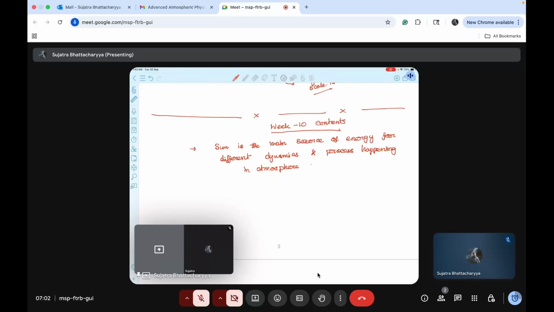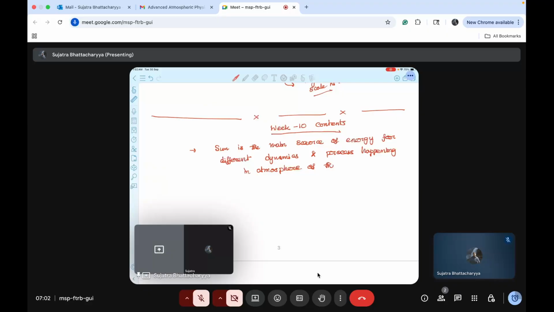That we will discuss today. So not only that, it plays an important role in the lower part of the atmosphere where weather and climate disturbances take place, but it also has an important role in the upper atmosphere as well, which we are discussing right now.